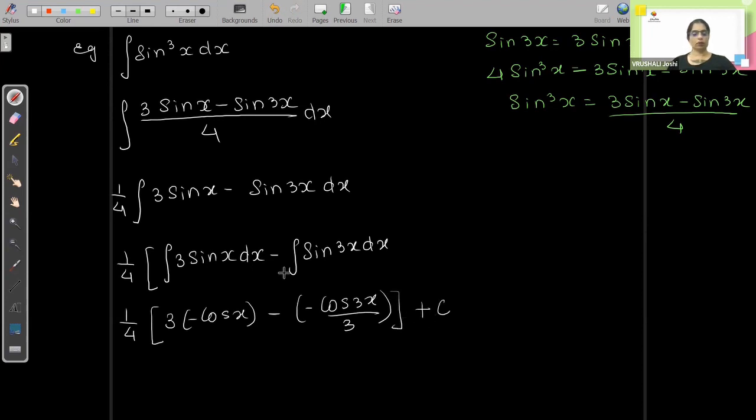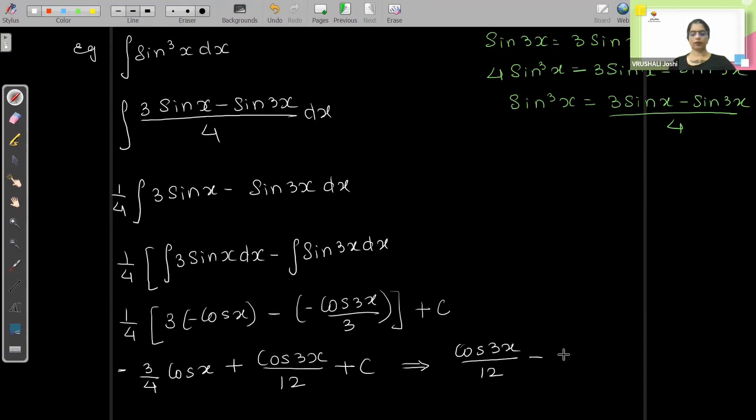Perfect. Now what you will do? Now we can take this inside. So this is equal to minus 3 by 4 cos x. And this minus and this minus will become plus, and 4 will go inside. This will be cos 3x by 12 plus c. You can leave the answer here. Otherwise, you can arrange it, up to you, but you will still get marks if you leave the answer here. This is equal to cos 3x by 12 minus 3 by 4 cos x plus c. Perfect. So either of the answers is correct.